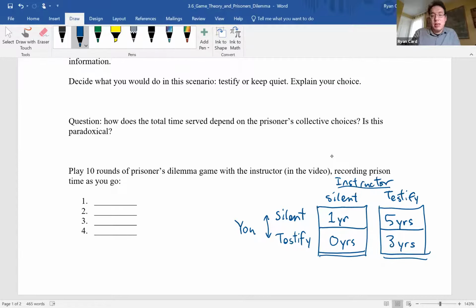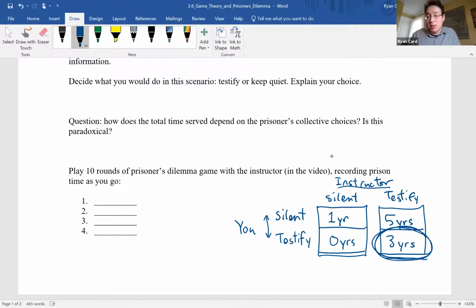I mean, this was told from your point of view, but I'm facing the exact same dilemma on the other side of the wall. And putting aside whether you like your partner or how much you trust each other, if you just look at the jail time for your own self, we're both encouraged to testify. So if we just go with pure selfish, I want the less jail time, then we're both encouraged to testify and end up with 3 years of jail time each.